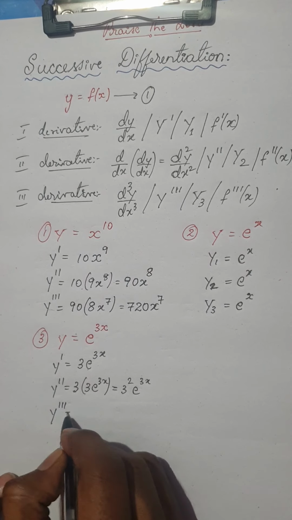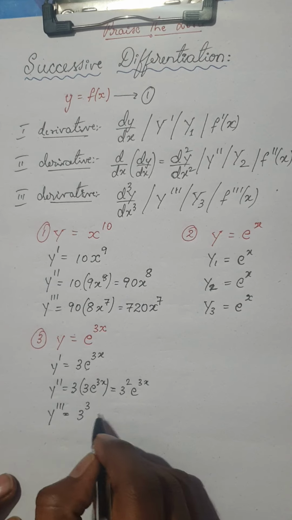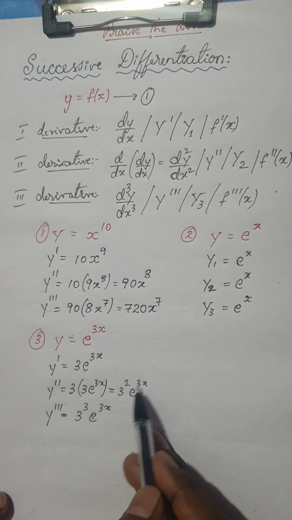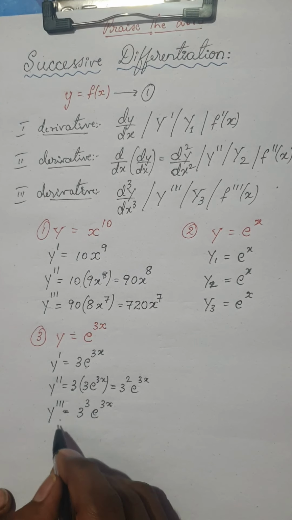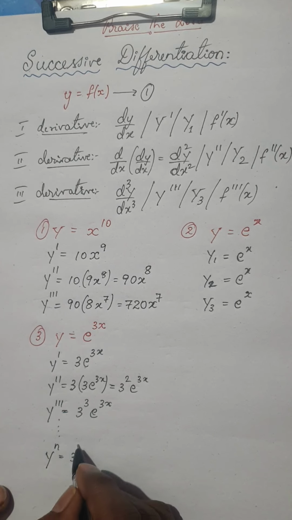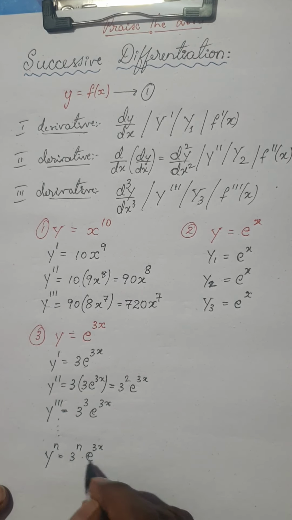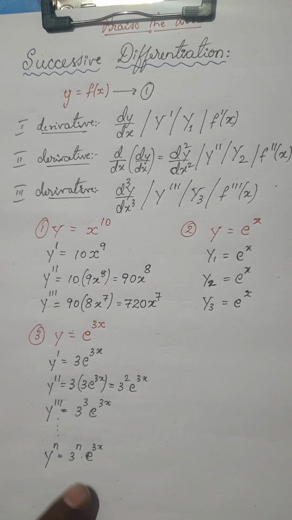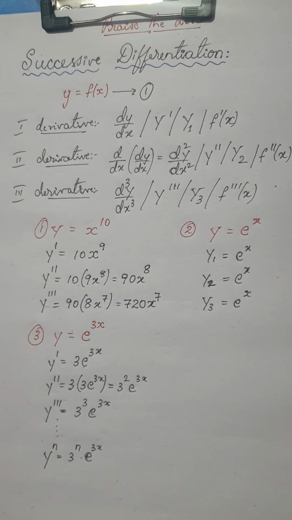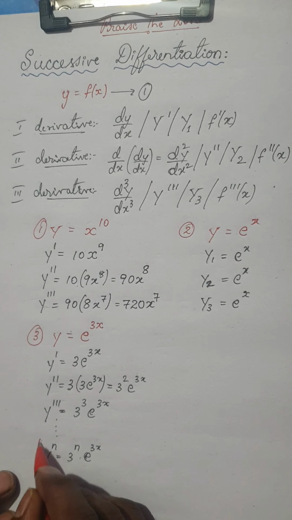Similarly, if you take the derivative 3 times, that is the third derivative will be 3 cube into e power 3x. Okay, because again 3 will be multiplied. If you go on, the nth derivative of this will be 3 power n into e power 3x. I'm not going to go into the depth of this concept because you're going to see this concept in detail in your BSc classes. Okay, so don't worry about going up to the nth derivative of this function.